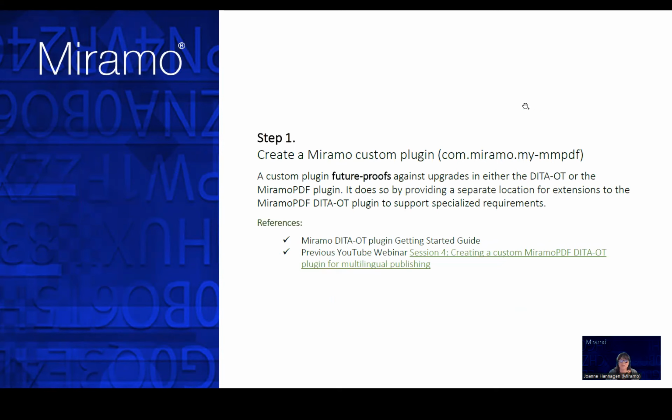The first step to do specialized formatting is to create a custom plugin. The reason for a custom plugin is to future-proof against upgrades in either the DITA-OT or the Miramo DITA-OT plugin. It provides a separate location for the extensions to the standard plugin. There is a previous webinar that covers creating a custom plugin, so if you want to check that out, do.